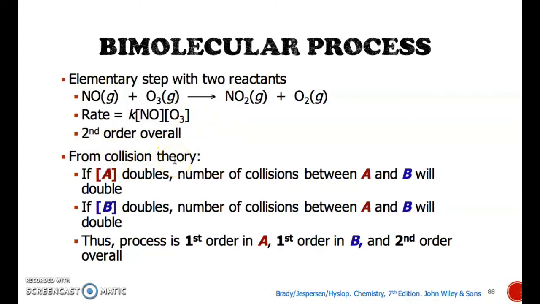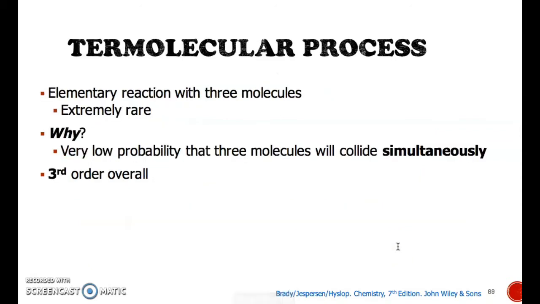From collision theory, if the concentration of A and B doubles, the number of collisions between A and B will double. Thus, the process is first order in A, first order in B, and second order overall. Termolecular process, an elementary reaction with 3 molecules, is extremely rare. Why? There is a very low probability that 3 molecules will collide simultaneously. This is third order overall.